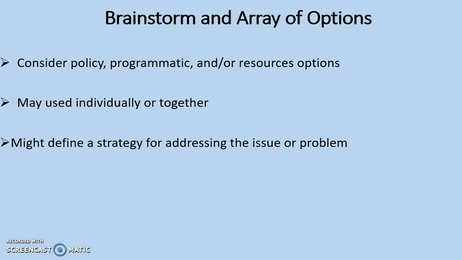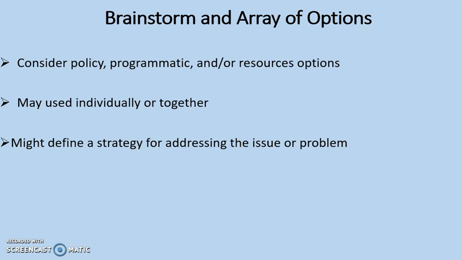So for example, you might have the best policy in the world, but if it costs $1 million in your school district, it's not going to get implemented. So there, you're considering the policy, the programmatic, and the resources options, but you reject 2 of them based simply on the fact that you don't have the resources to implement maybe the 2 most desired policies. And so you're going to go with the 3rd policy alternative simply because it's affordable and doable.